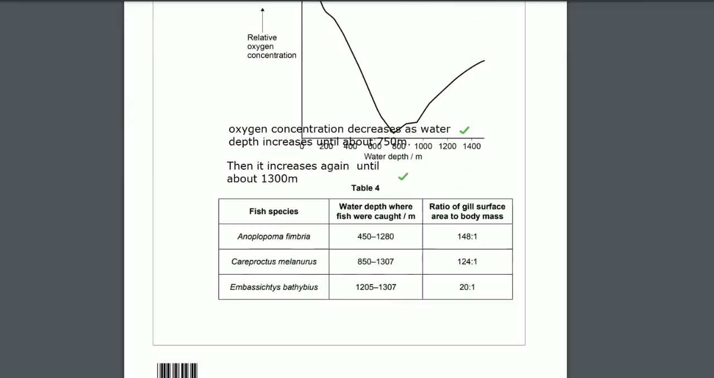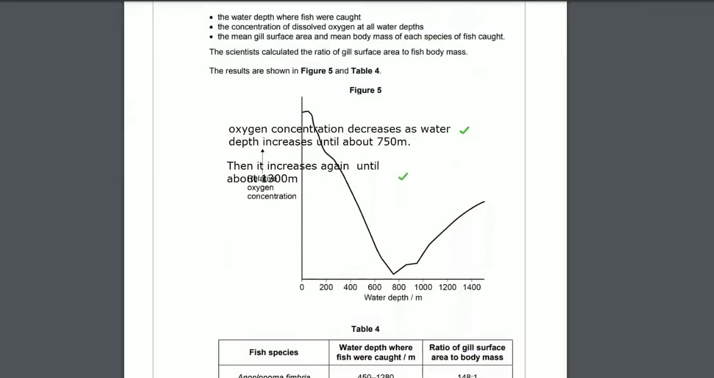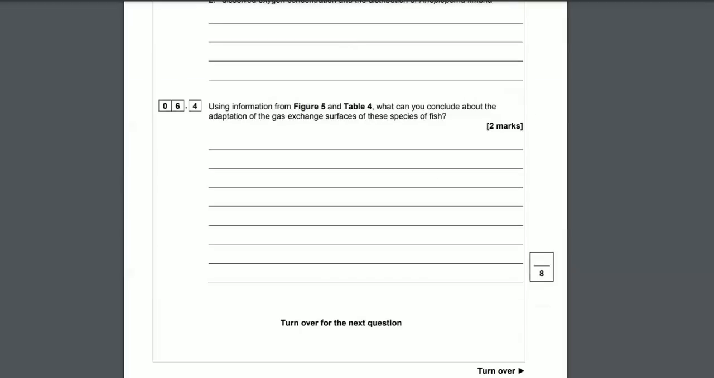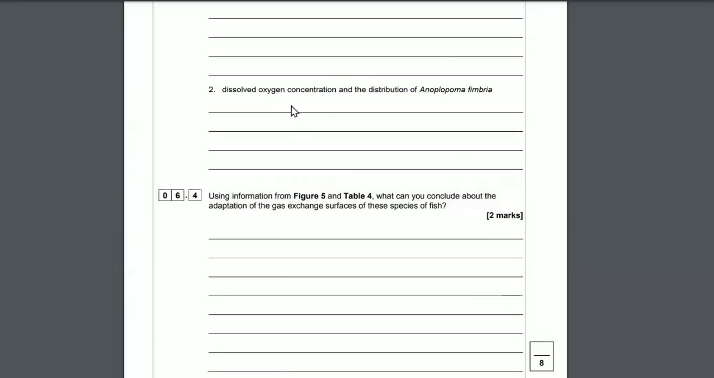Look at the 3 fish species. What's the link between the 3 fish species and the depth of the water where they were caught? So we can see the first one, or the A fimbria that we're looking at, is caught in the range of 450 to 1280. It's not caught in shallow water. It's caught mainly in the deep water. So the dissolved oxygen concentration and the distribution of A fimbria. What we find is that A fimbria is found in a variety of different oxygen concentrations. I'd say from medium to low. So it's not found in any of the very high oxygen concentrations.